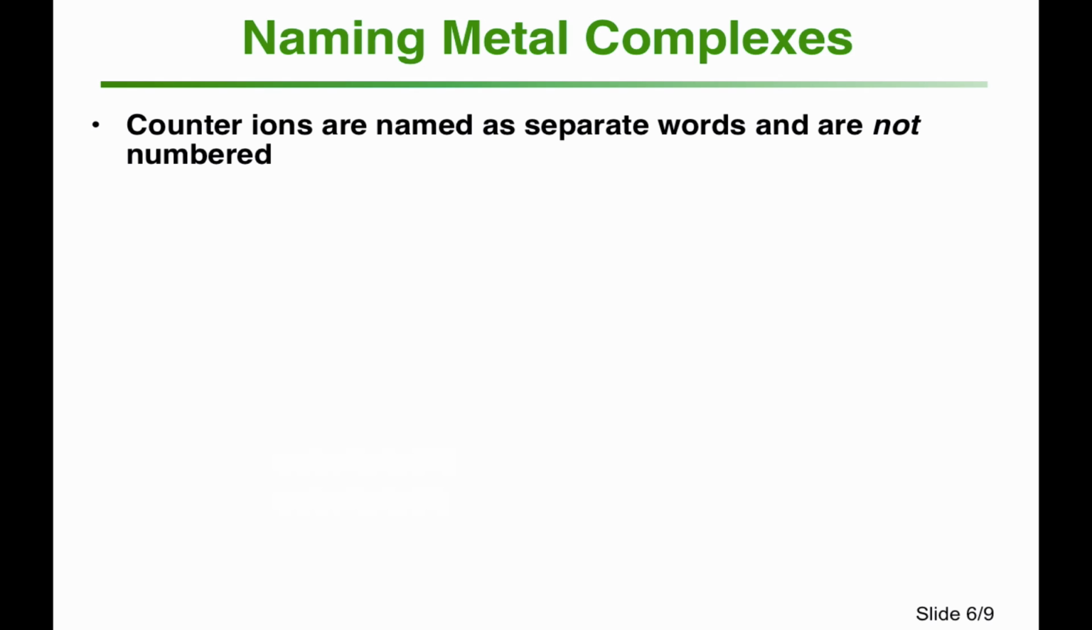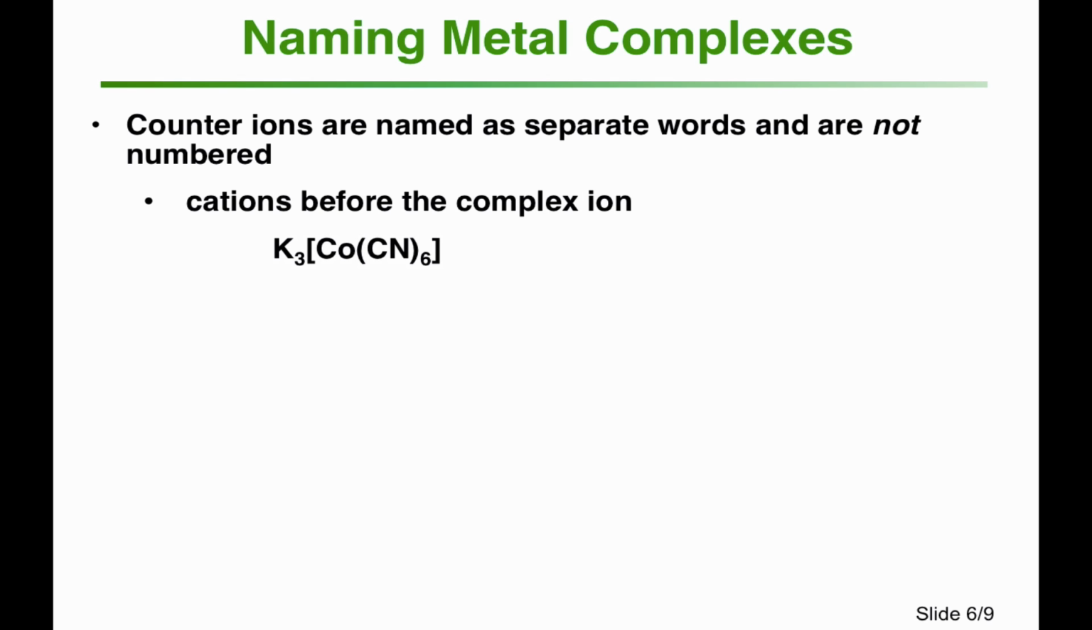So we've named the complex ion. The counterions that are needed to balance the charge of the complex ion are named as separate words. And they're not numbered because we can work out how many counterions we need because we know the charge of the complex ion. If we've got cations that are needed to balance the charge, we put them before the complex ion in the name. So here we have potassium counterions. And so we have potassium hexacyanado cobaltate(III).